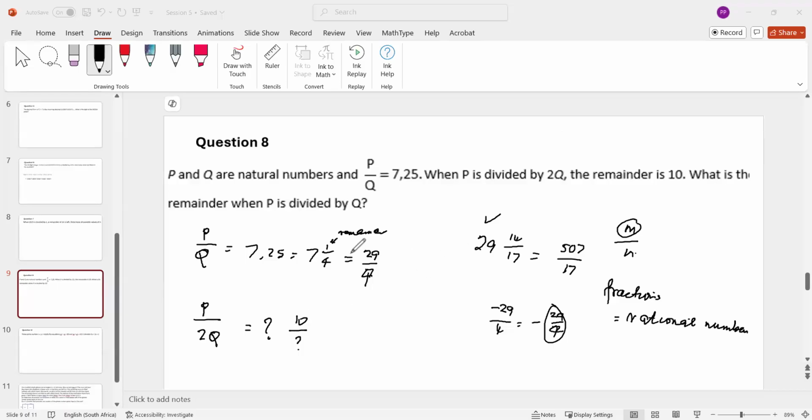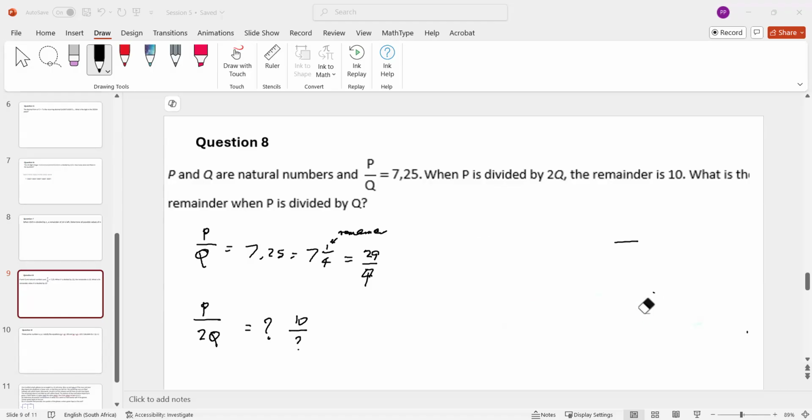The question is, what is the remainder when P is divided by Q? So how do we do that now? Here, one very important, extremely important fact about fractions is that a fraction can be written in many ways.